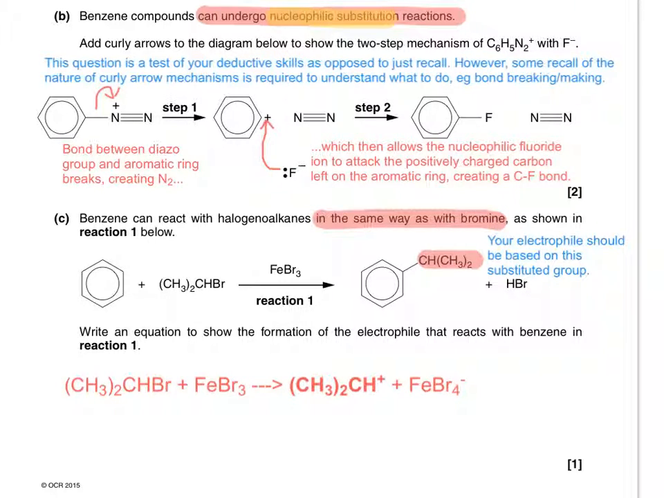So what I've done is I've highlighted the electrophile species. The positive charge can be anywhere, doesn't really matter, according to the mark scheme at least. So the creation of the electrophile is an important thing. So work backwards from the highlighted group and then construct your equation around that.